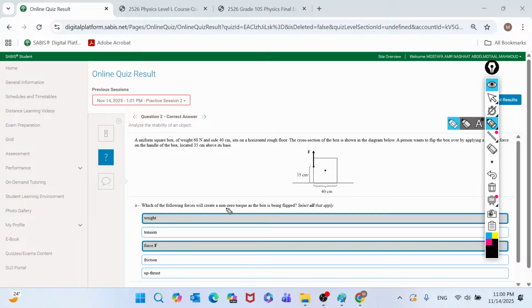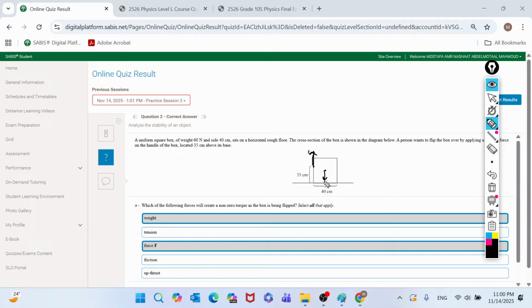Which of the following forces will create a non-zero torque as the object is being flipped? Weight, yes, because the weight is here. Wait, let me explain how it's going to flip first. Guys, it's an object. You're pulling it up, and the weight is pushing it down.